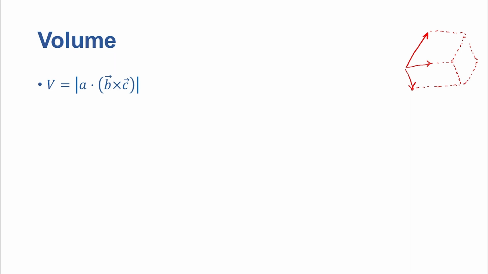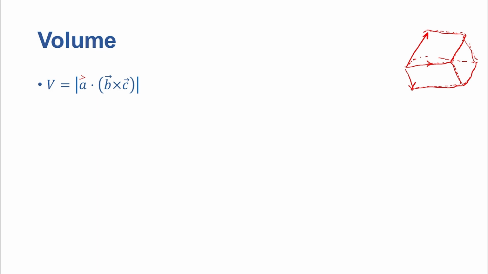This will be a three-dimensional object, and essentially, if I want to find the volume of this, then I can use the following formula: volume is equal to the magnitude, obviously because we want a scalar quantity, of vector A dotted with B cross C.